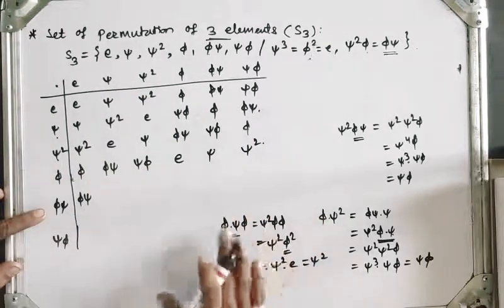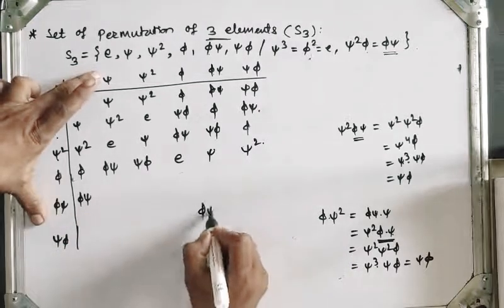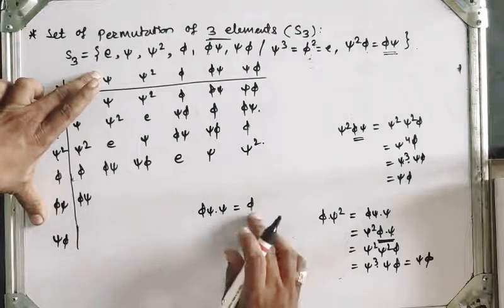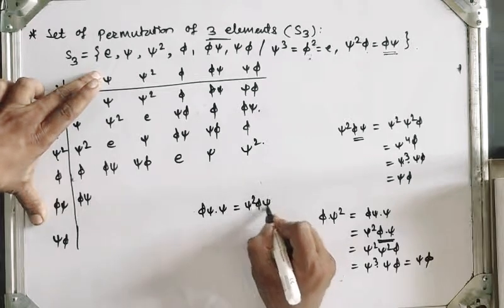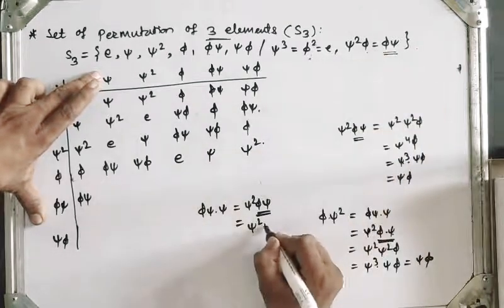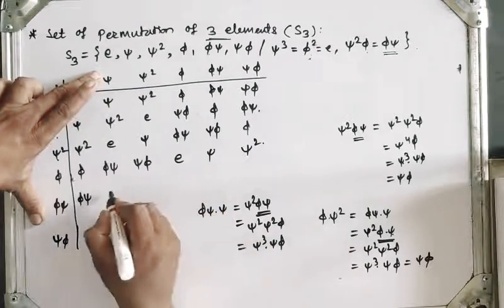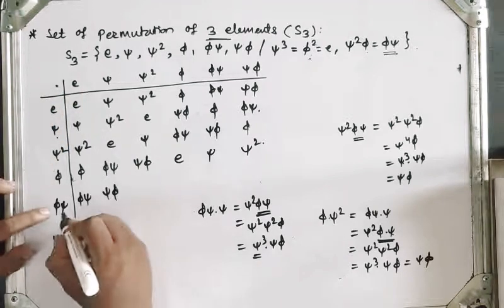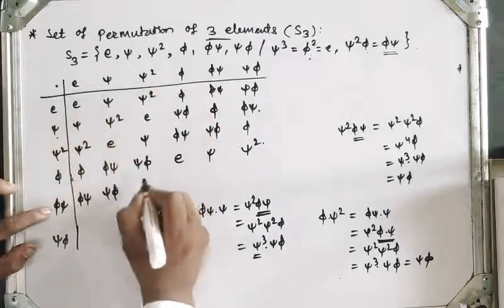So next, phi into phi psi into identity, phi psi, next phi psi into psi square, so I get phi psi square, phi into psi into psi, which is equal to phi, what is the value of phi psi? Phi psi is psi square phi into psi, again the value of phi psi square, so phi psi is psi square phi, we get psi cube into psi phi, so I get psi phi here, because this value is identity.